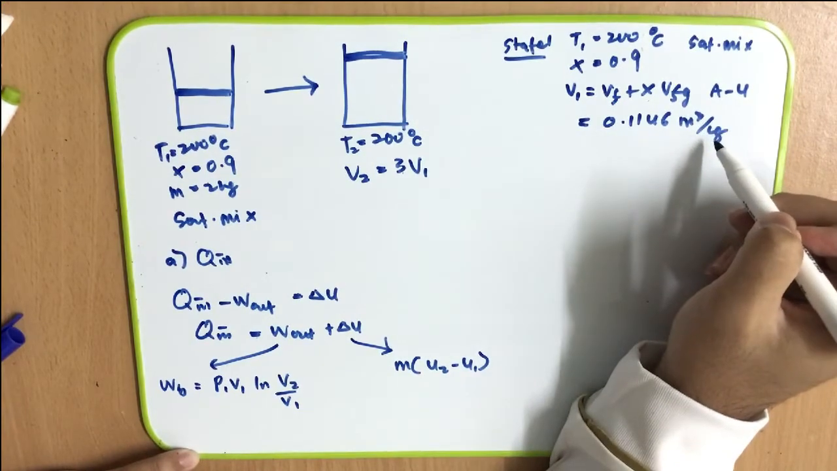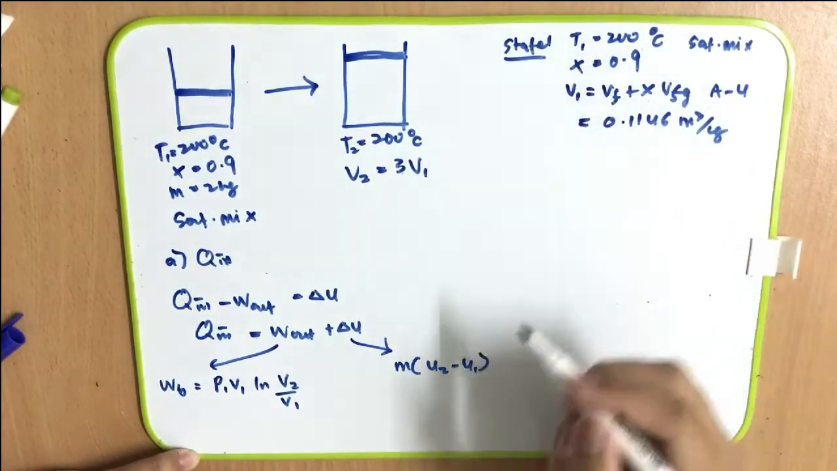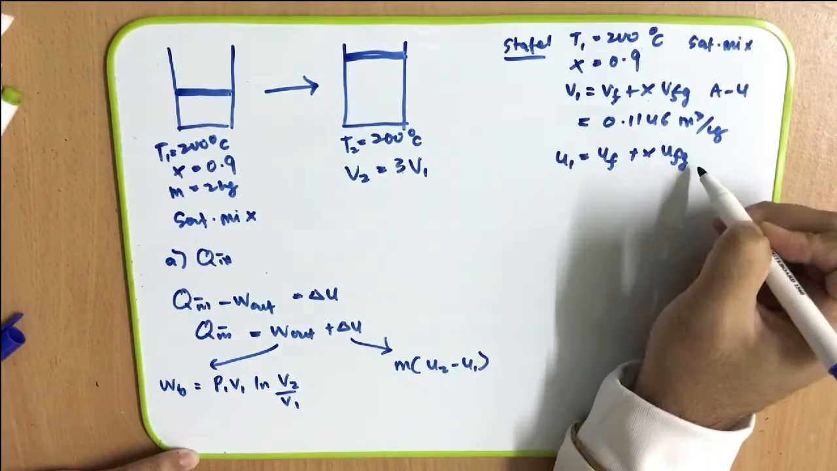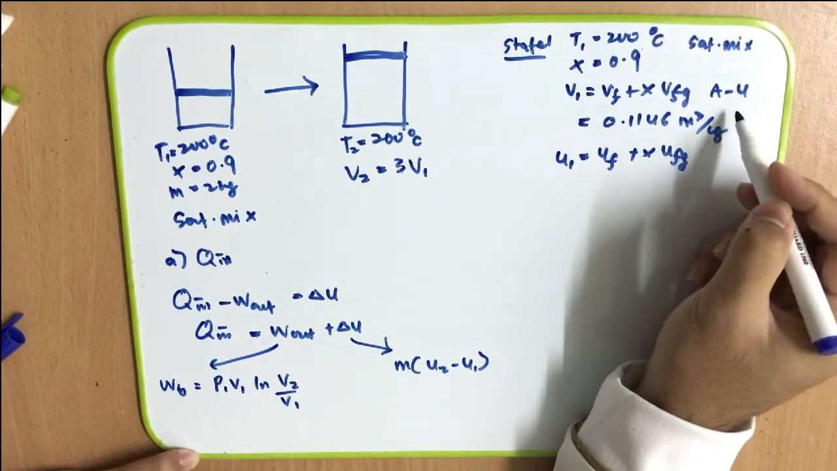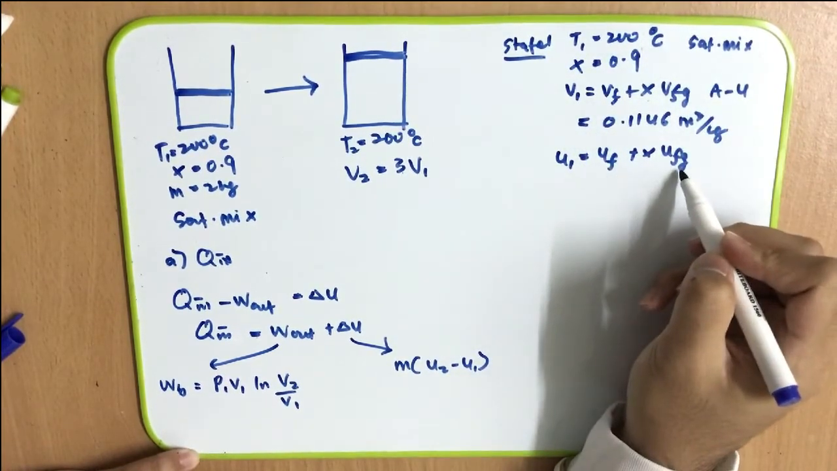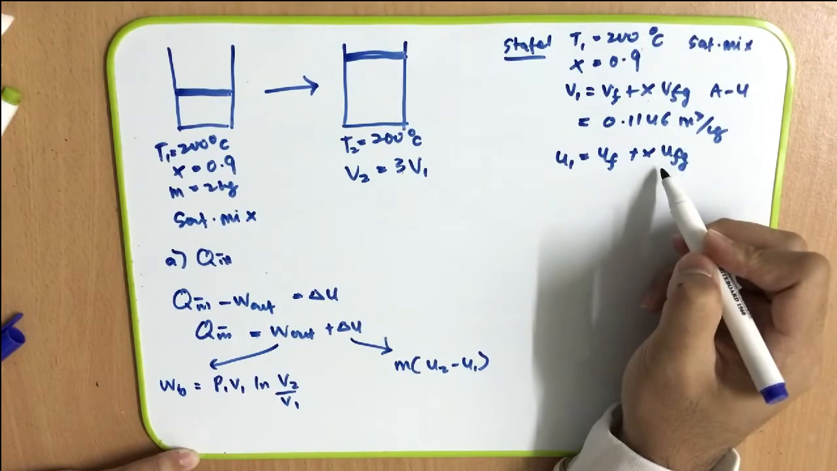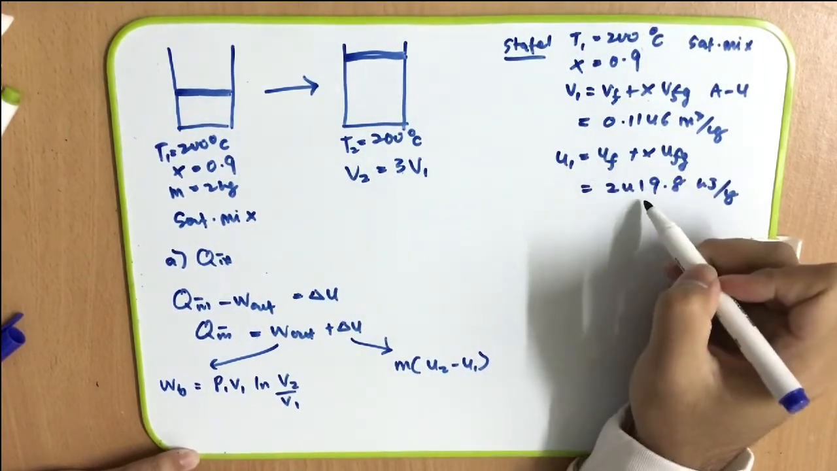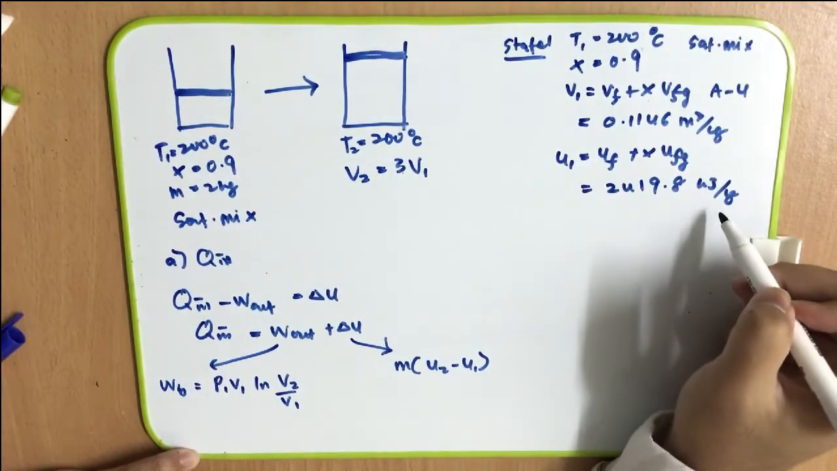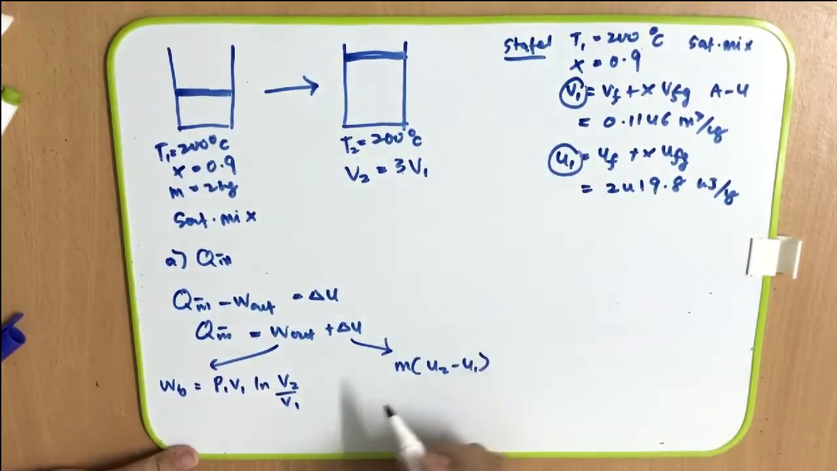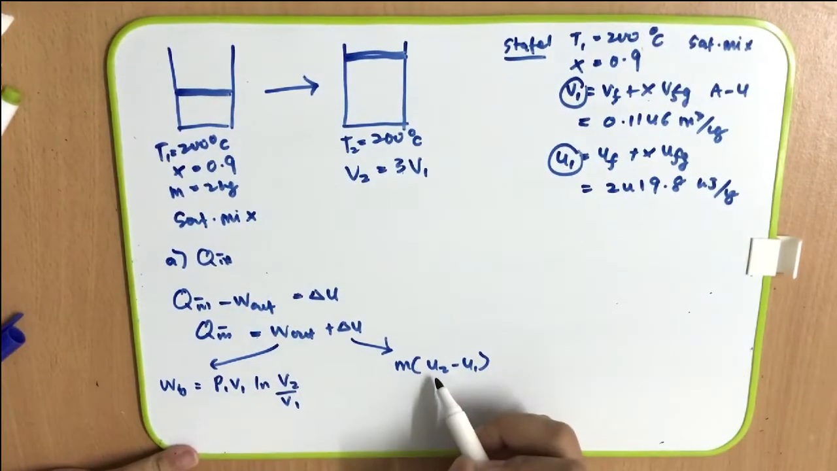meter cube per kg. Next, for state 1, we have to find U1, and for U1 we can also use this equation. By using table A4 as well, at temperature 200 degrees C, we can find uf and also ufg. Then we substitute into this equation, and we get U1 equal to 2419.8 kJ per kg. So now we have found V1 and also U1. Next, we have to find V2 and also U2.